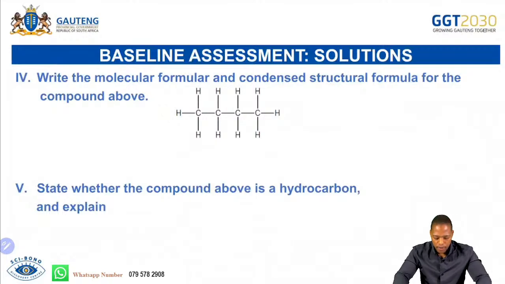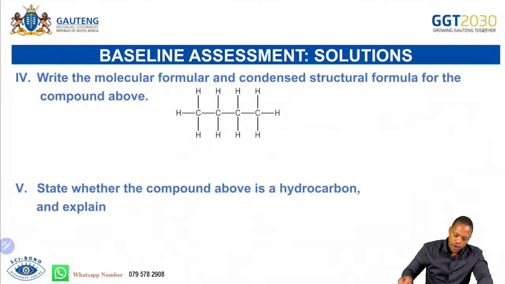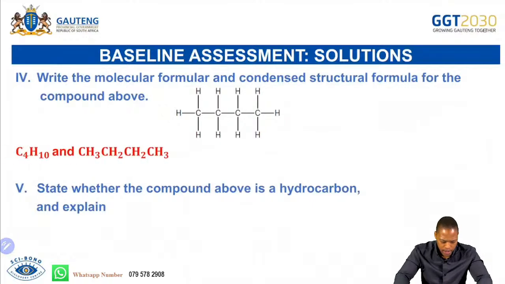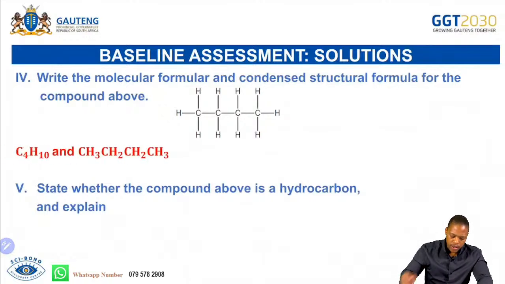Okay, and then the next question was saying, write the molecular formula and condensed structural formula for the compound above, right? And to write the molecular formula, remember grade 12 that we said, you simply go there and count the number of carbons, 1, 2, 3, 4, then write C4, and then after that you go and count all the hydrogens that are around, making that carbon happy. If you remember, we said carbon is happy when it has 4 bonds around itself. You should find that the molecular formula is C4H10. C4, 1, 2, 3, 4, H10.